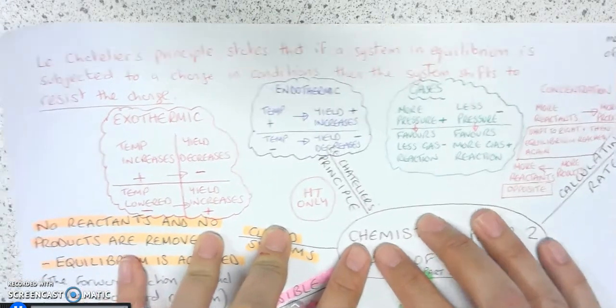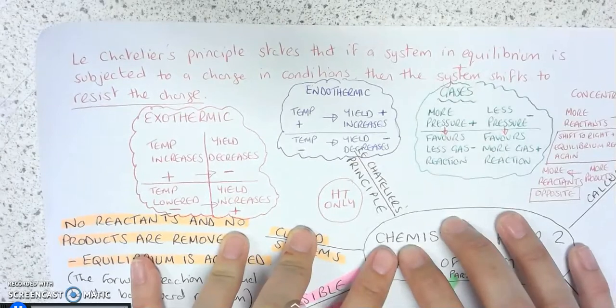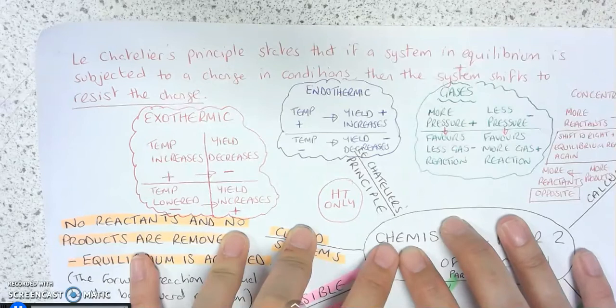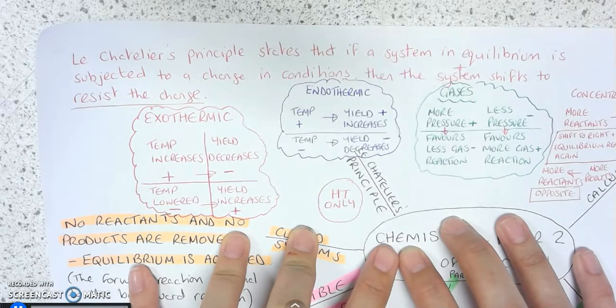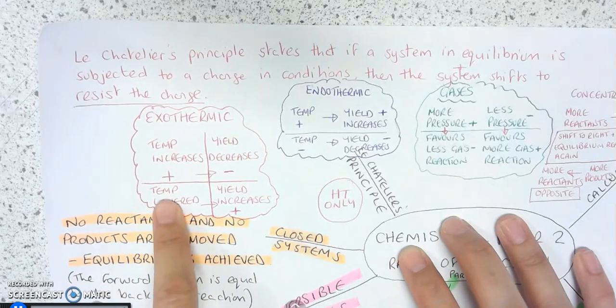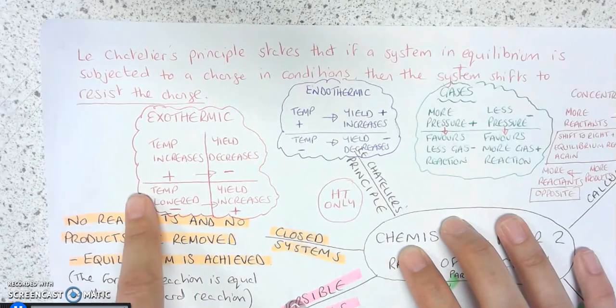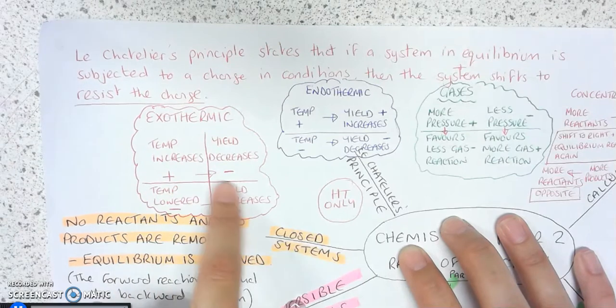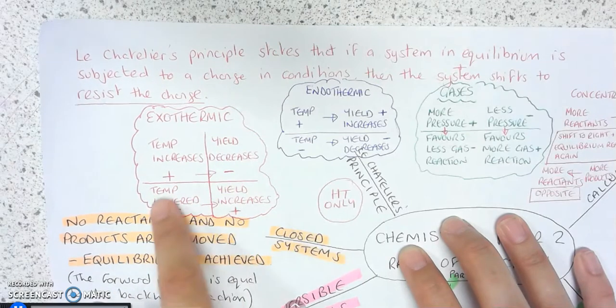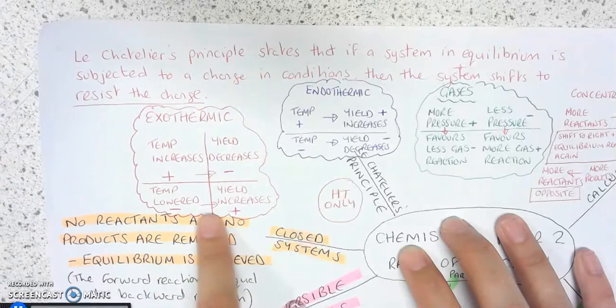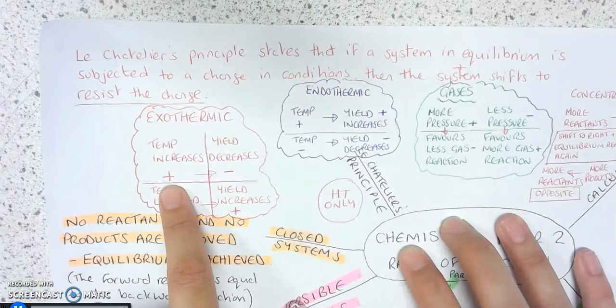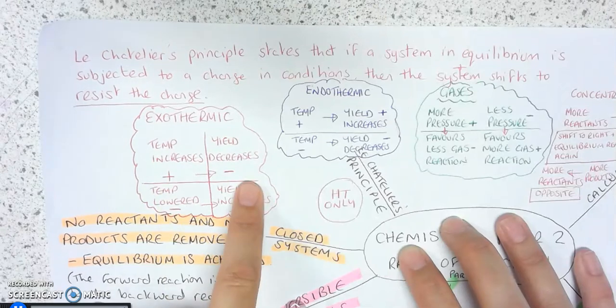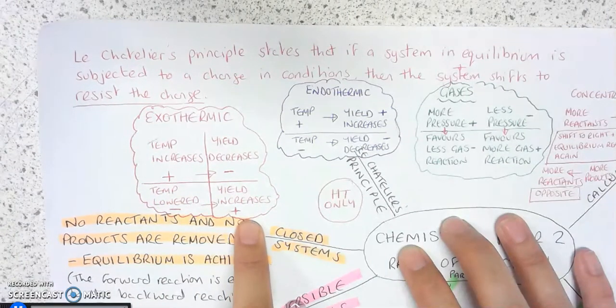And that is Le Chatelier's principle, which states that if a system in equilibrium is subjected to a change in conditions, then the system shifts to resist the change. So for instance, exothermic reaction here, if the temperature increases, the yield decreases. If the temperature is lowered, the yield increases. So you can see that's the opposite. So if it's exothermic, temperature goes up, yield goes down. Temperature goes down, yield goes up.